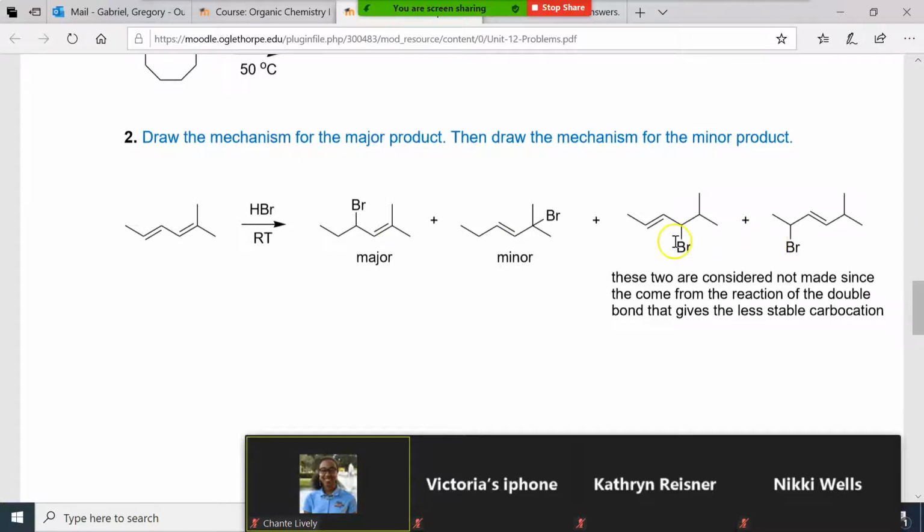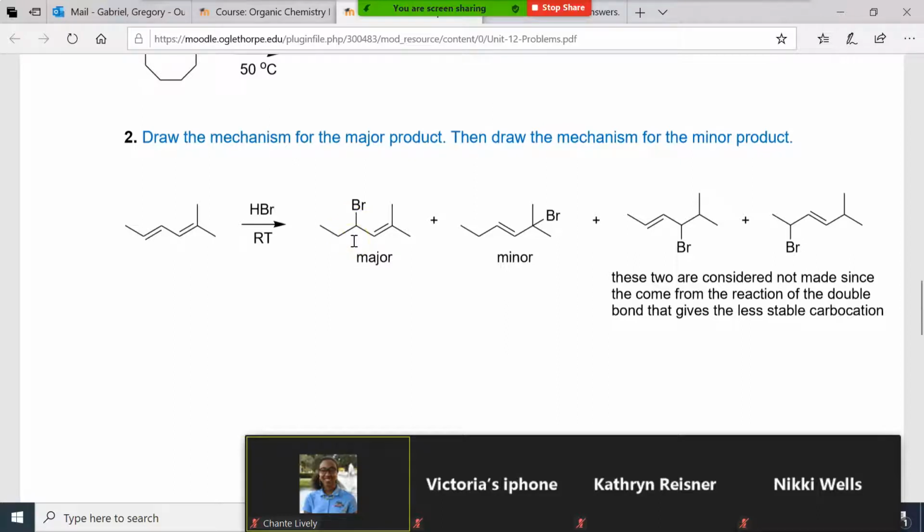1, 2, 3, 4. Because we got 2 products from this double bond, right? The 1,2 and the 1,4. And we get 2 products from this double bond, the 1,2 and the 1,4. Can you tell, where did these 2 products come from? They came from this double bond right here. This is easy because see, this is 1,2.